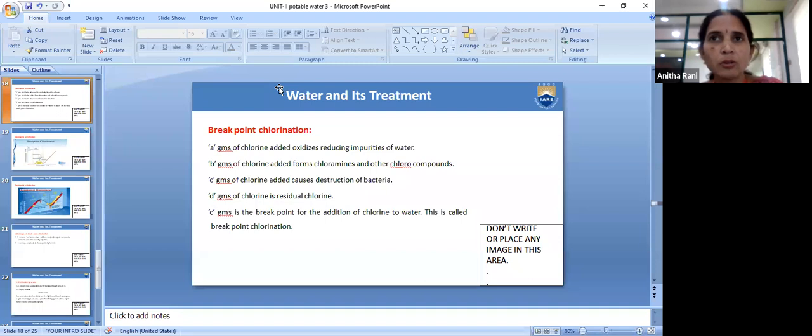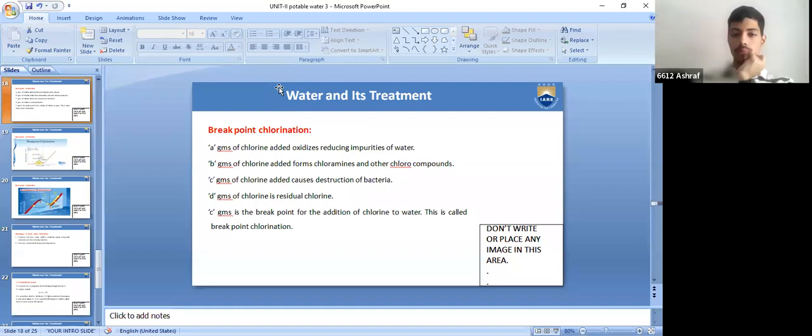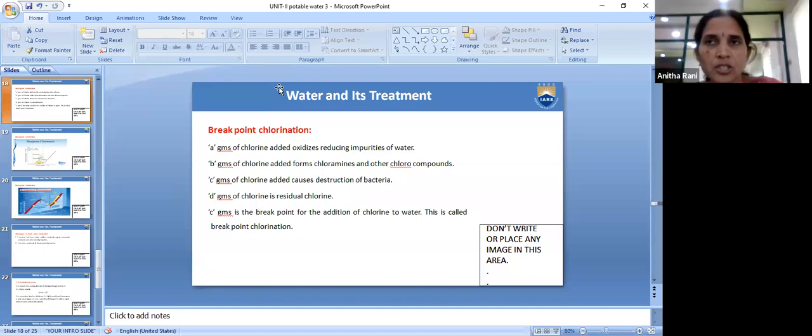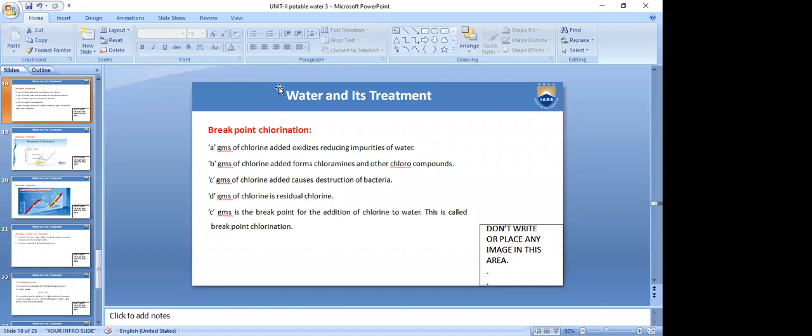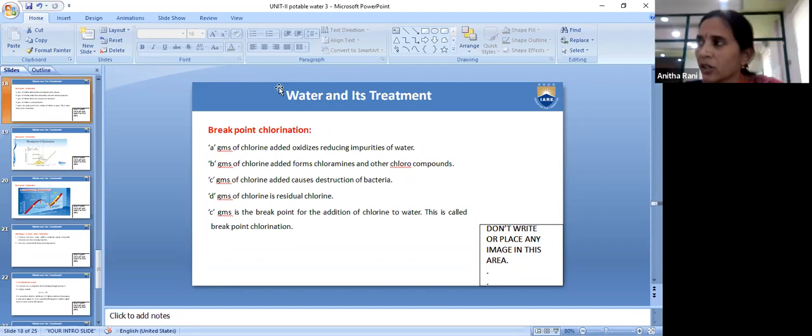Okay. So chlorination, how many steps are there? Three. First, which chemical are we using? Bleaching powder. Second chemical? Chloramines. Third chemical? Chlorine. Directly chlorine we are adding in water. Okay, that is chlorination. What is the other method?